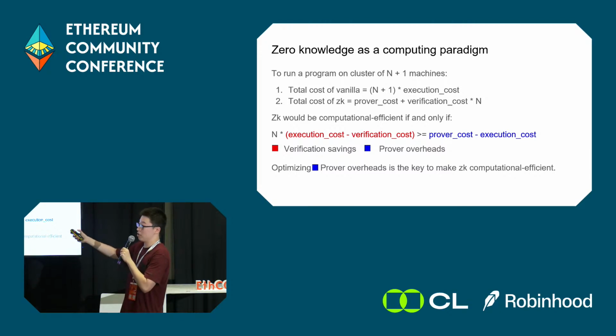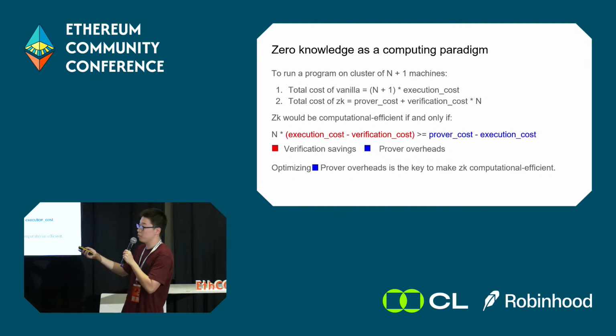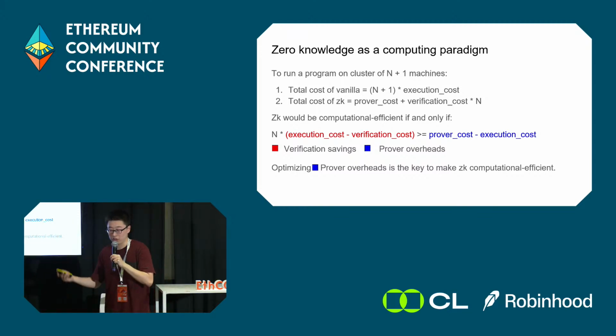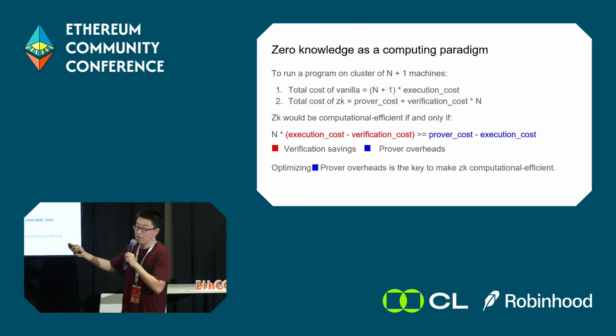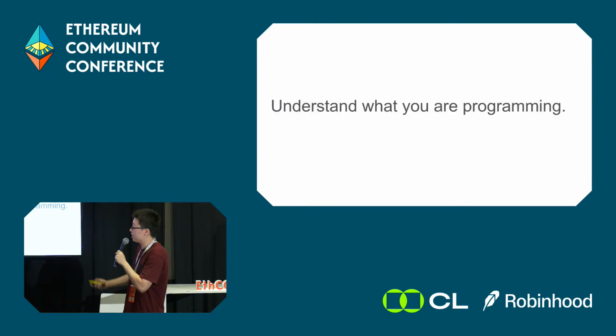Only if this inequality holds will zero knowledge be computationally efficient, right? The red part is the verification saving it gives us, and the blue part is the prover overhead. From this equation we get a very simple result: the prover overhead is the key to making ZK computationally efficient, because usually when we choose zero knowledge as a solution to our problem, the execution cost is already greater than the verification cost by definition. So the question is, how do we optimize it?